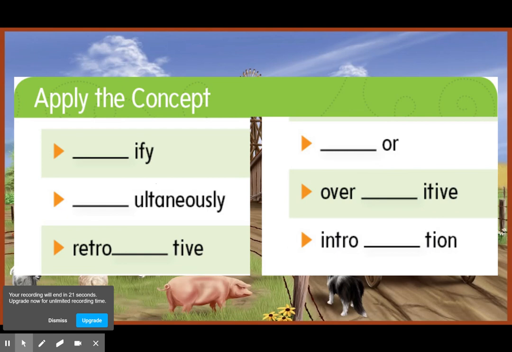So the first one is specify. The second one is simultaneously. Then we have retrospective, censor, oversensitive, and introspection.